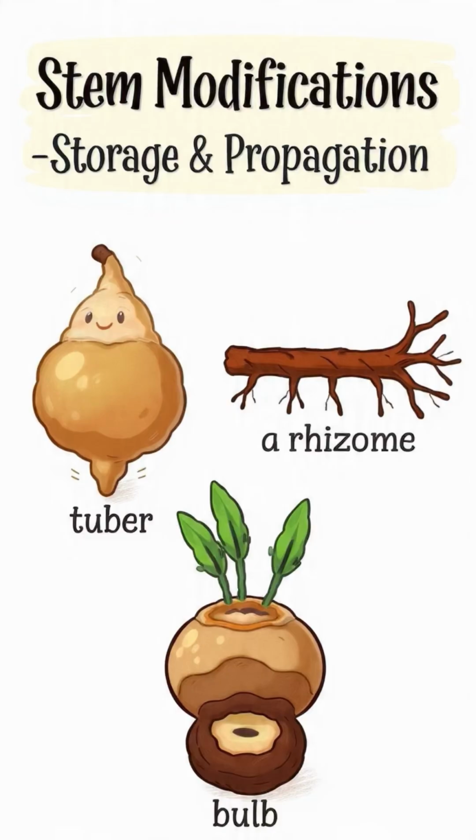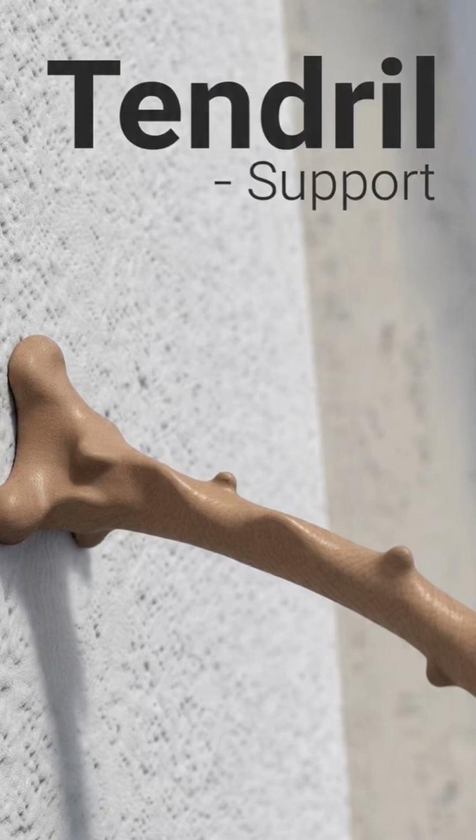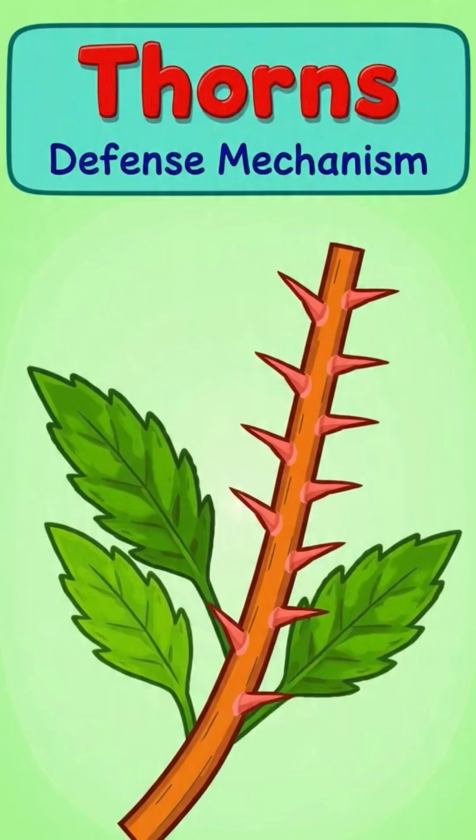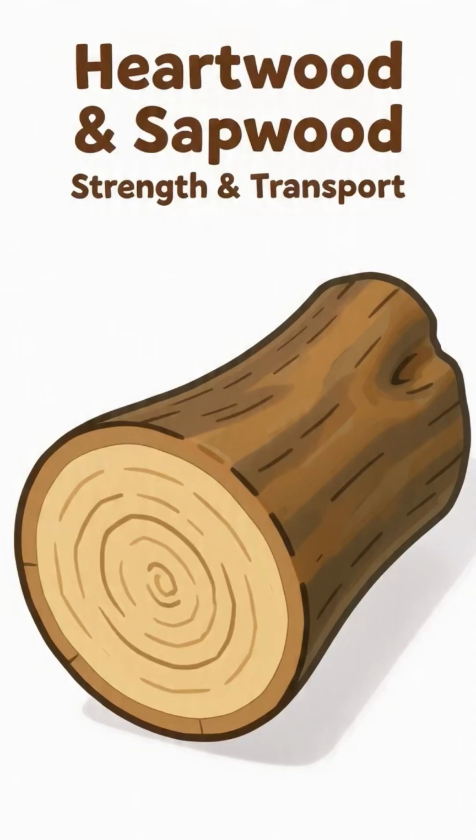So here is a full plant overview. Roots absorb water and minerals. Stem transports and supports. Leaves photosynthesize and exchange gases. Flowers, fruits and seeds ensure reproduction. Specialized tissues, xylem, phloem, cambium and mechanical tissues support life processes.